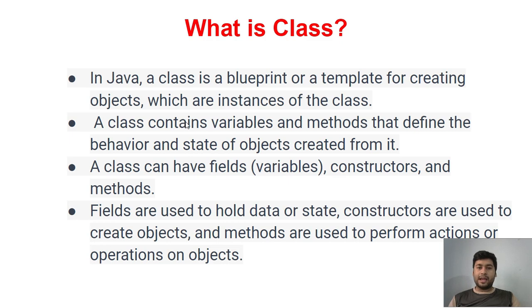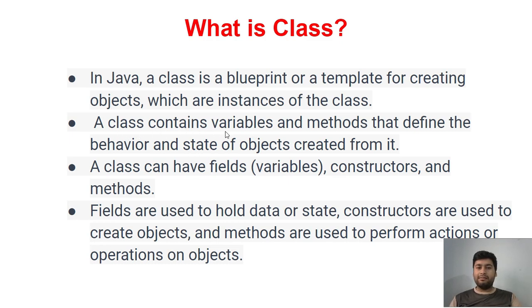A class contains variables and methods that define the behavior and the state of the object. For example, a student is one class, teacher is one class, college is one class, school is one class, house, doctor, patient, hospital, each is one class. In different forms you can create lots of classes, and a class has some properties and behavior.